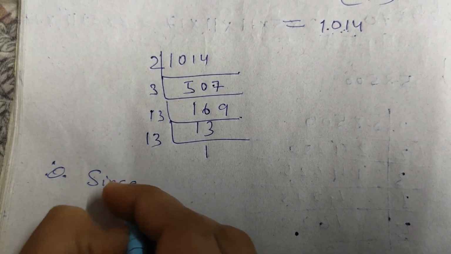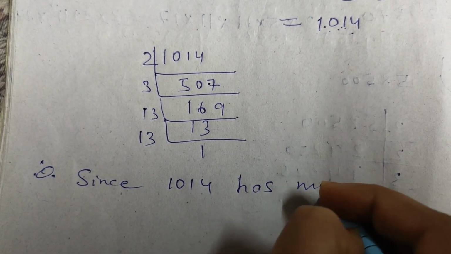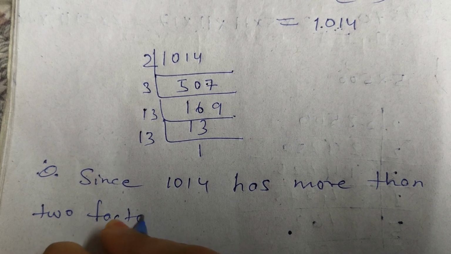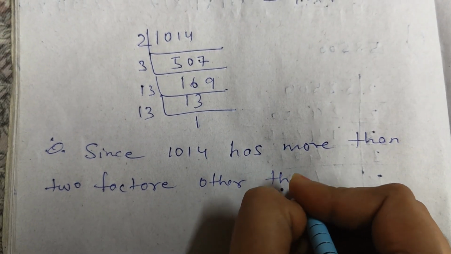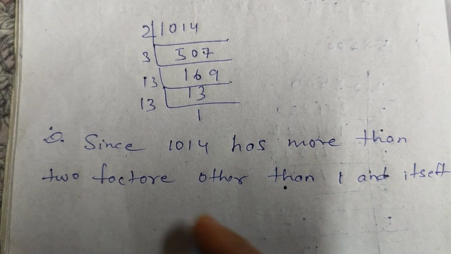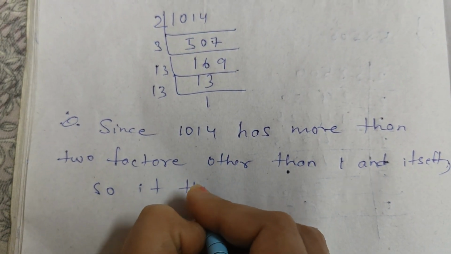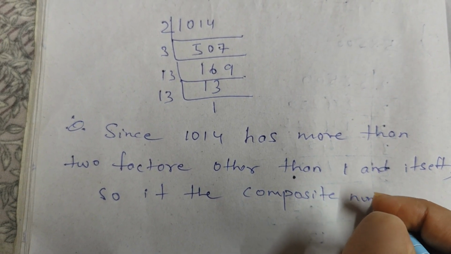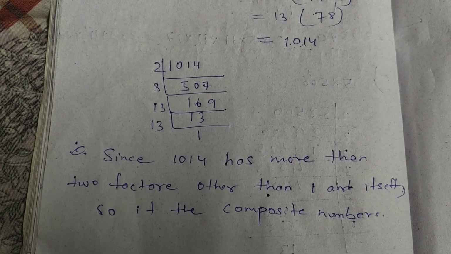So we write, since 1014 has more than two factors other than 1 and itself, it is a composite number. So in this way you have to check whether it is a composite number or not.